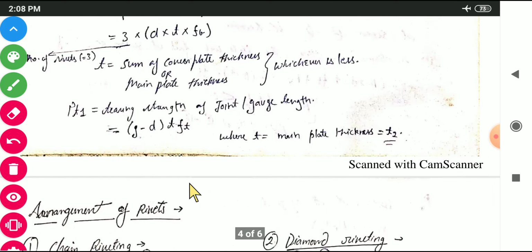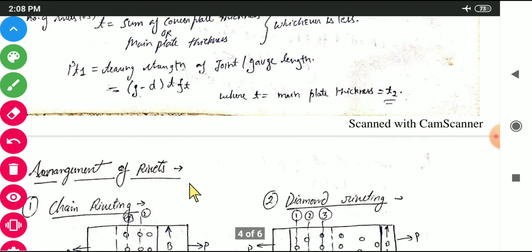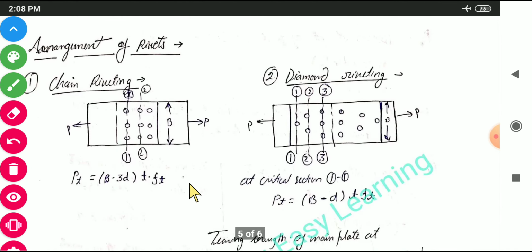So that was all about the strength of the joints. Now next we are discussing the arrangement of the rivets. Rivets can be arranged in two types. One is chain riveting and another is diamond riveting. In chain riveting we have rivets in line in the critical section. See, in chain riveting we have an equal number of rivets here, but in diamond riveting we have an unequal number of rivets. Like in critical section 1 we have 1, then 2, then 3, like that.